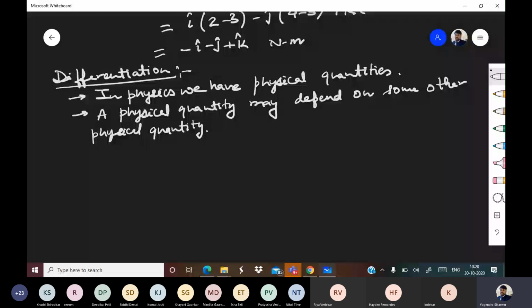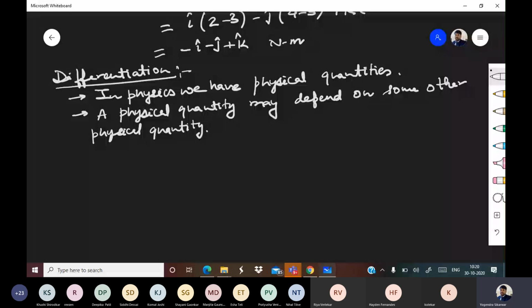Similarly, your mass also. When you were 6 months old, mass was different. 1 year old, mass was different. 2 year old, mass was different. 3 year, different. 4, different. So as your age is changing, your mass is also changing. All right. So similarly, many physical quantities depend on some other physical quantity.